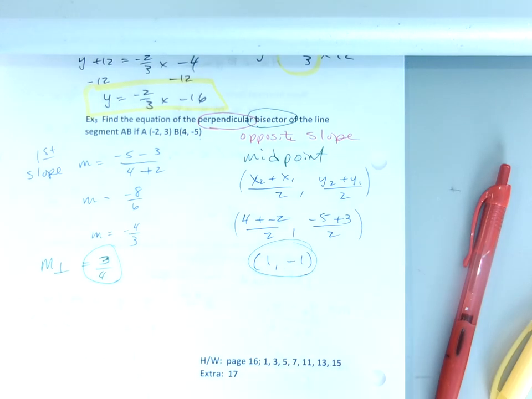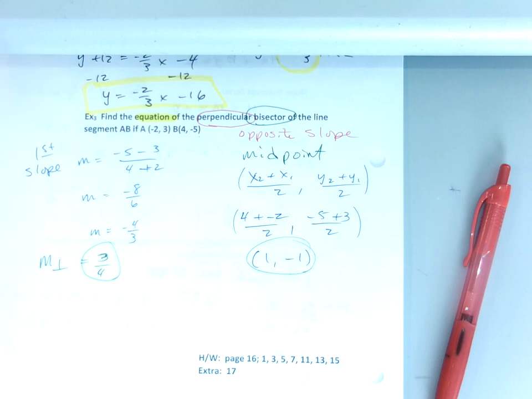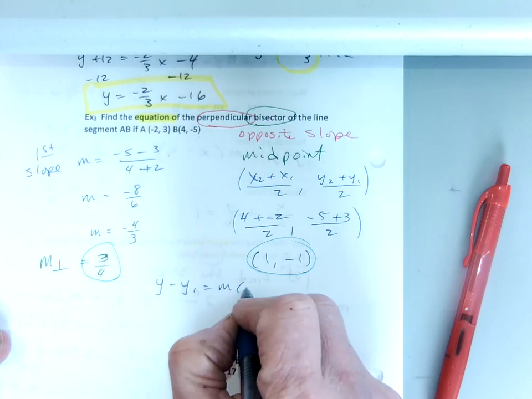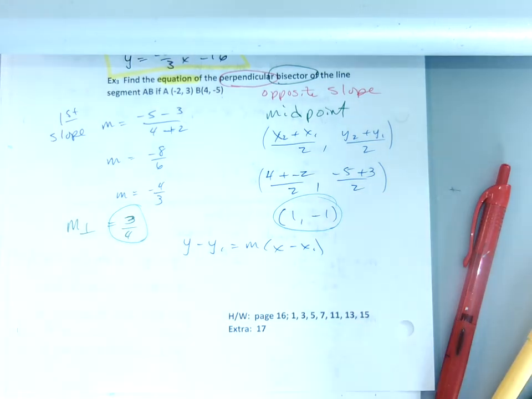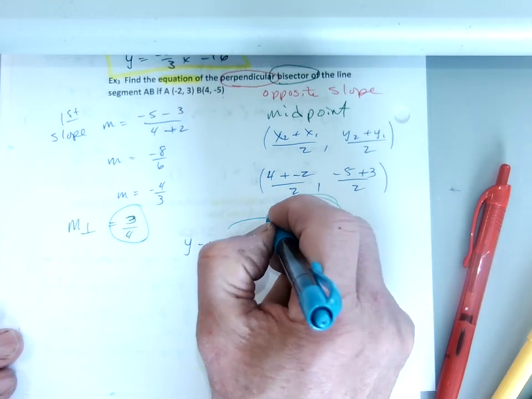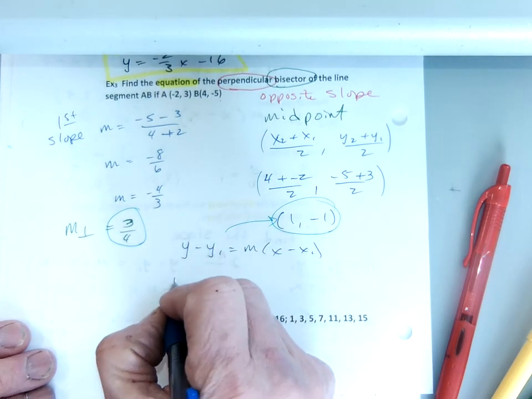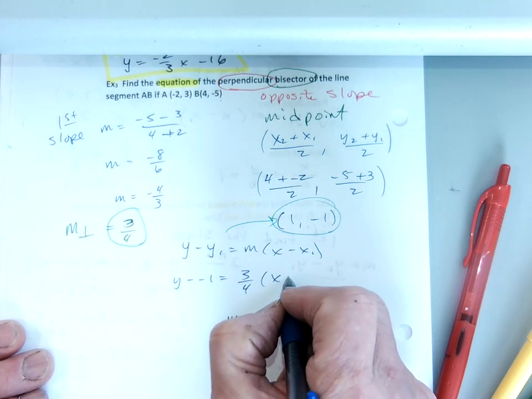Now, last thing is I need the equation of the line. I'm going to use my point-slope formula, which I like: y minus y1 equals m times x minus x1. I have to use my midpoint because it passes through the line that we're trying to make. Can't use the other points. Have to use the midpoint. So y minus negative 1 equals 3/4 times x minus 1.